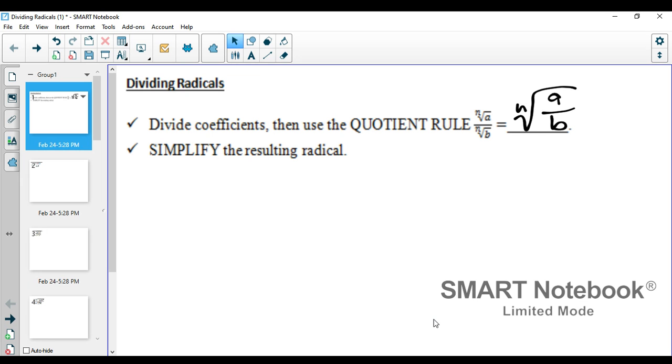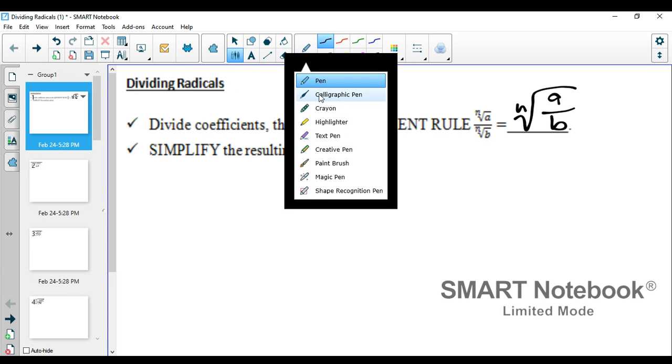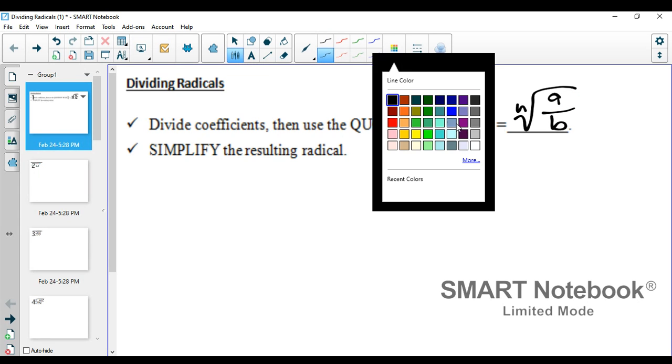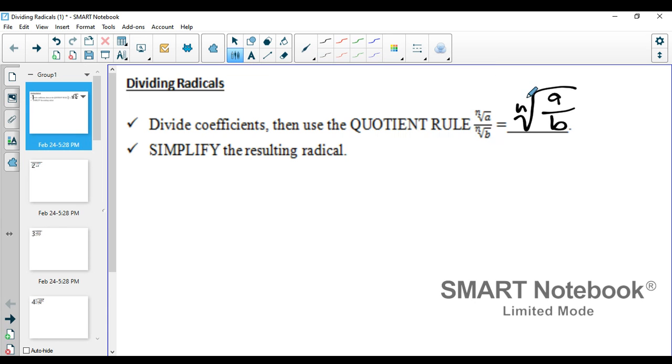So dividing radicals, what you do is you divide the coefficients first, and then you use the quotient rule, which states that if you have a radical divided by a radical, you just divide what is underneath the radical signs together as long as they have the same index, right? So they have to have the same n. And then once you do that, you're going to simplify what's left, if possible. Sometimes it's not always possible to simplify.